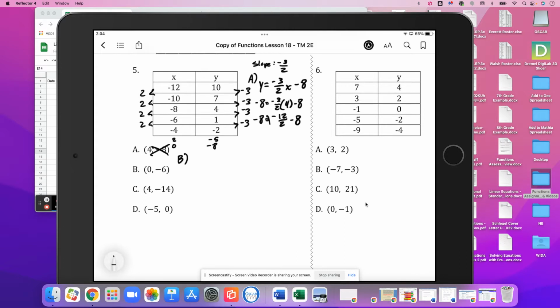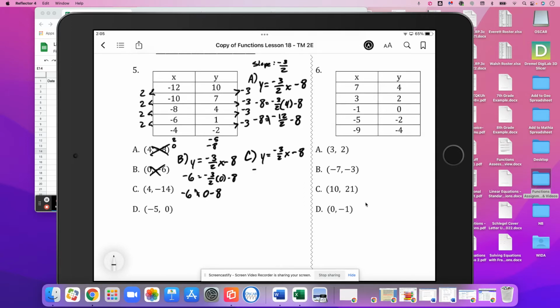For B, we've got y equals -3 over 2x minus 8. And so our y value is -6 is equal to -3 over 2 times 0 minus 8. I can already see that this one's not going to work as well because -6 is not going to be equal to 0 minus 8. So B is out.